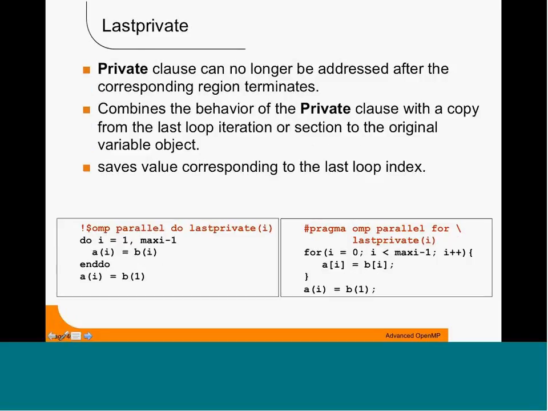And the next one here is called lastprivate. When you want to keep the last value of the execution after the loop, so here is the value of the last index, then I make i lastprivate. That will have the value of i after the loop.